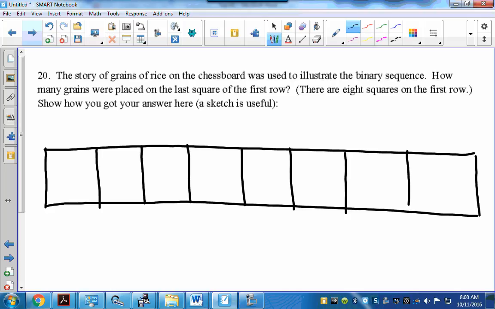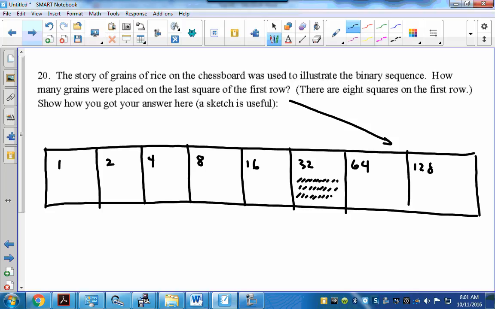Okay, so there was 1 grain here. 2, 4, 8. Remember, we're doubling. 16, 32, 64, 128 there. Okay, so the answer is 128. You didn't have to count 128 grains one by one, 1, 2, 3, and so on up to 128. That would be a little silly. Just write the number.